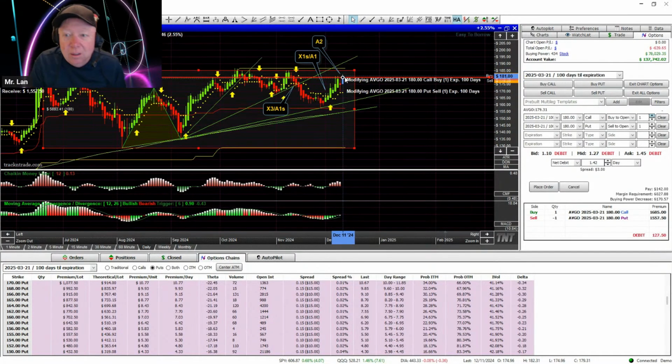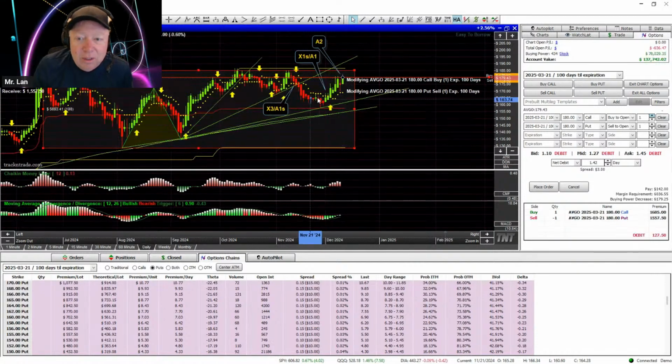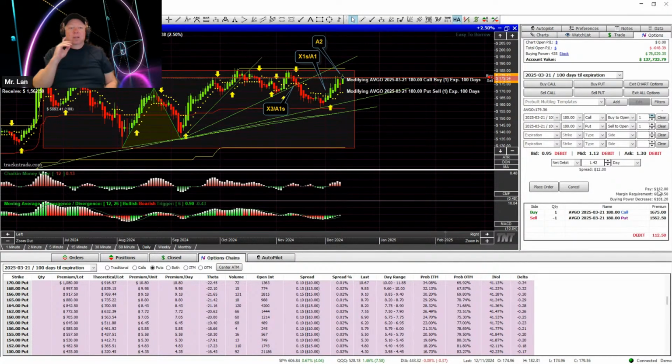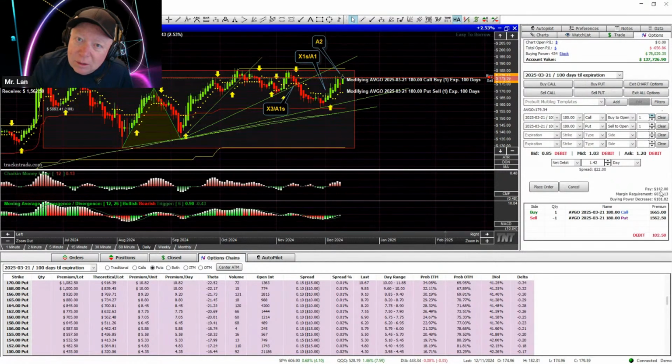So if we put our synthetic long right here at the money, I would rather have put it in at the break. This is buying close to the breakout of a previous high in anticipation of a previous high. But notice the cost. You're going to pay $142. And it's going to act as if it is 100 shares long. That's how that works. All right. So if we put that on right at the money, it's only going to cost us $142.